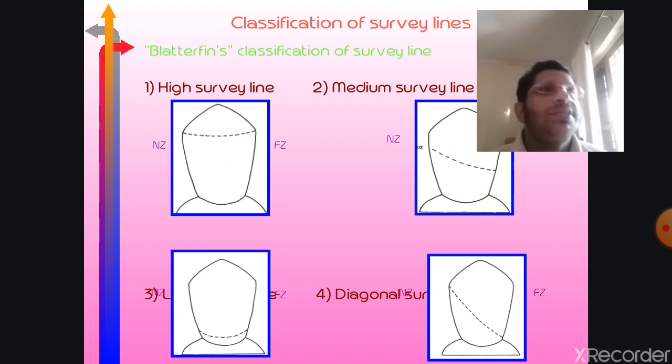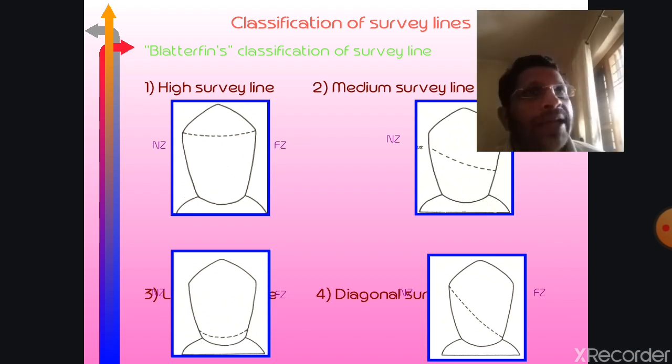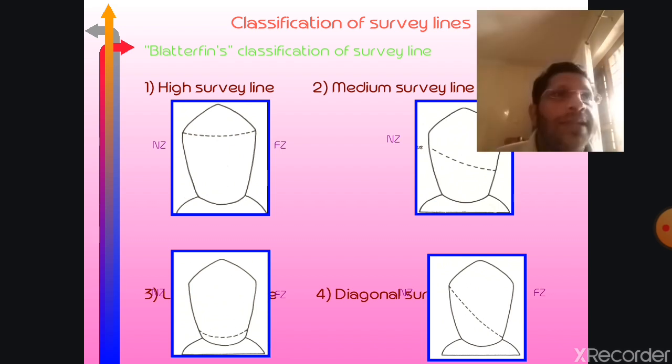So the survey lines are classified, as we had seen earlier by Blatterfine, into 4 categories. That is high survey line, medium survey line, then low survey line, and diagonal survey line. You can see in the picture, near zone and far zone is marked on that particular tooth. See the difference: high survey line, medium survey line, low survey line, diagonal survey line. You will get confusion only between medium survey line and diagonal survey line.